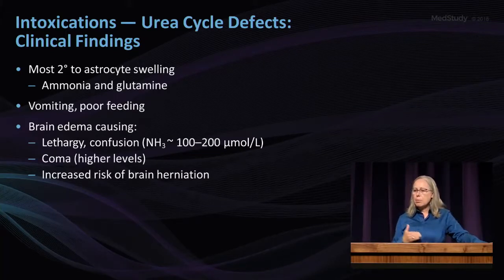Usually the ammonia has to get above 100. Remember that babies already have higher ammonia levels, so if you have a baby with an ammonia of 60 to 70, that can be perfectly normal. You really don't start seeing encephalopathic changes until you're over 100. As you go higher, then you can have coma and you can herniate your brain.